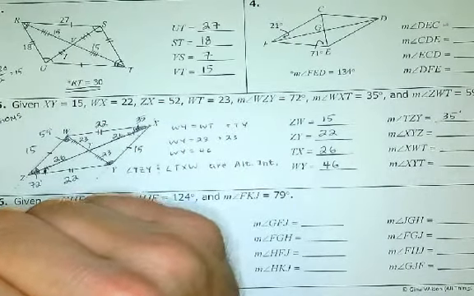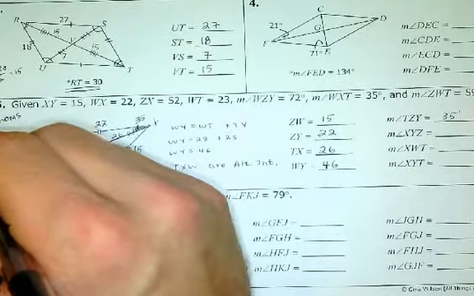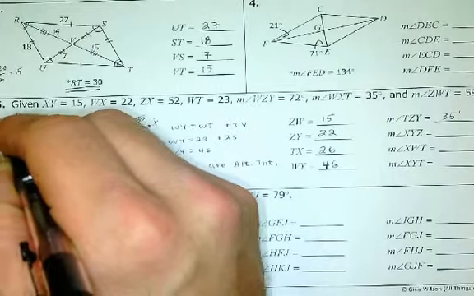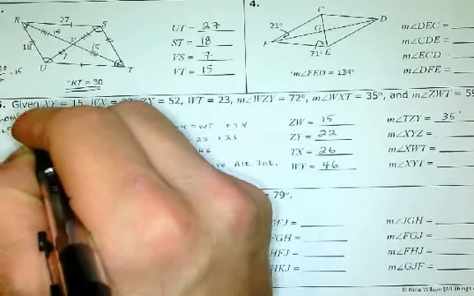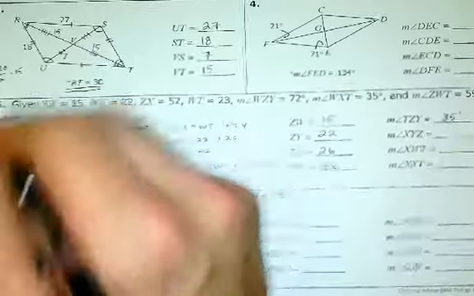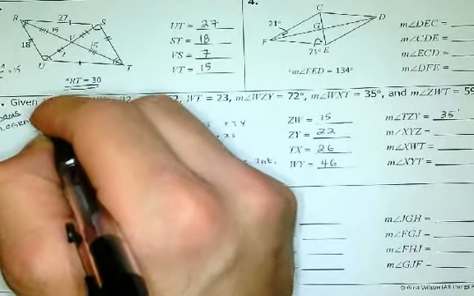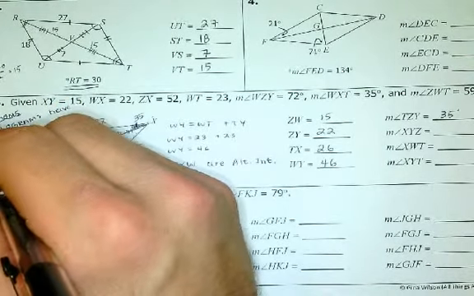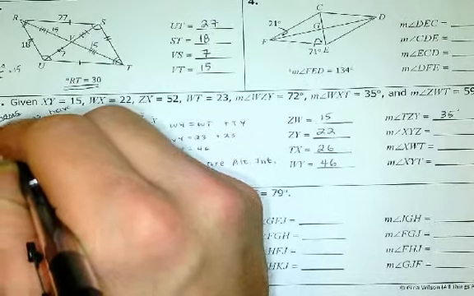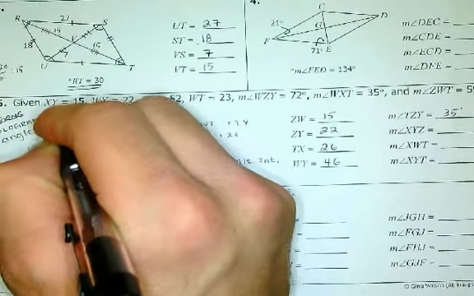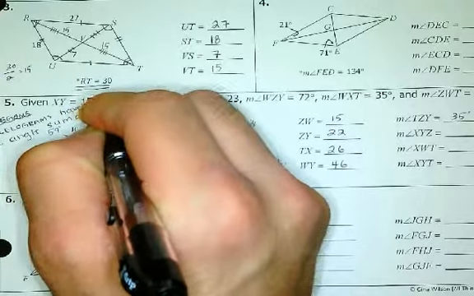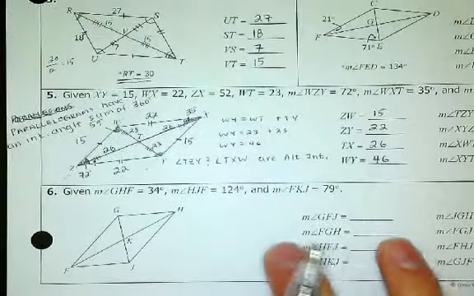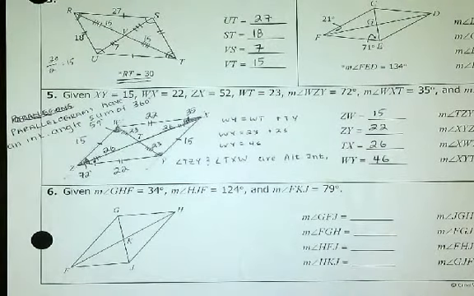Parallelograms. That is totally not spelled right. Let's try again. Parallelogram. There we go. Parallelograms have an interior angle sum of 360 degrees.